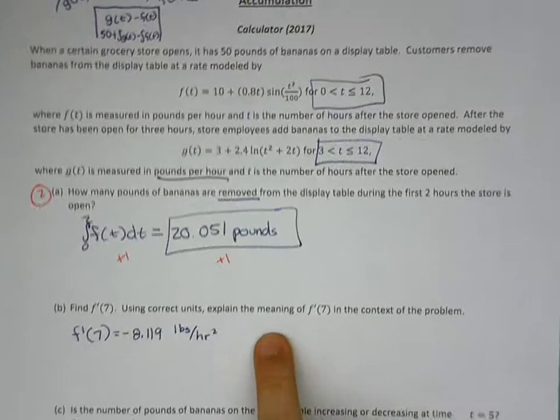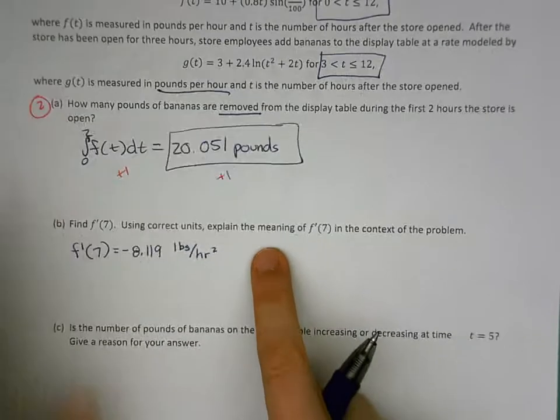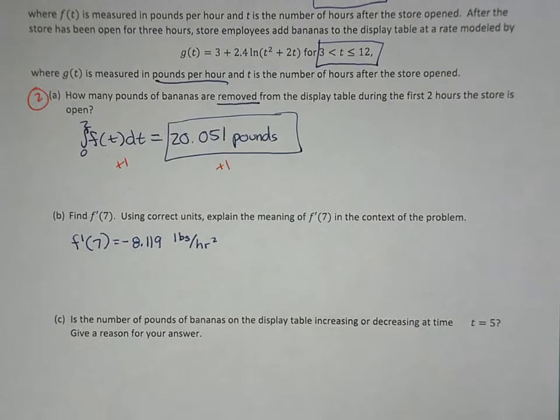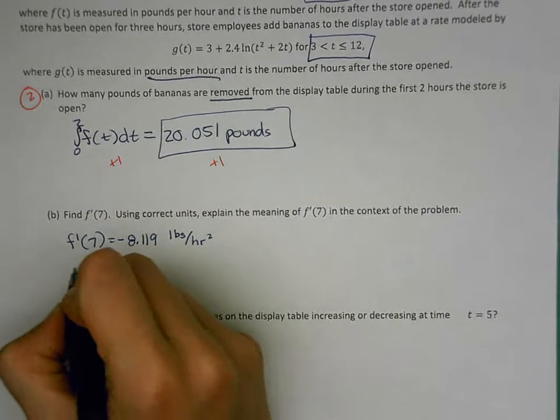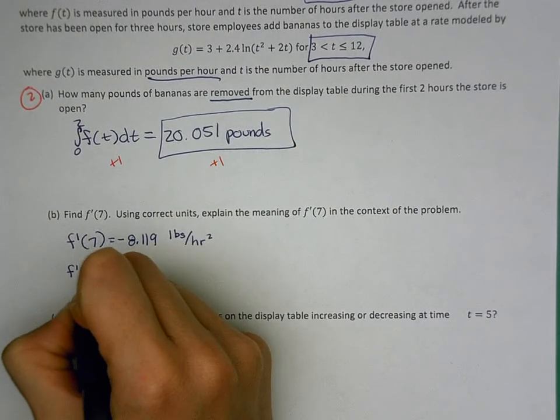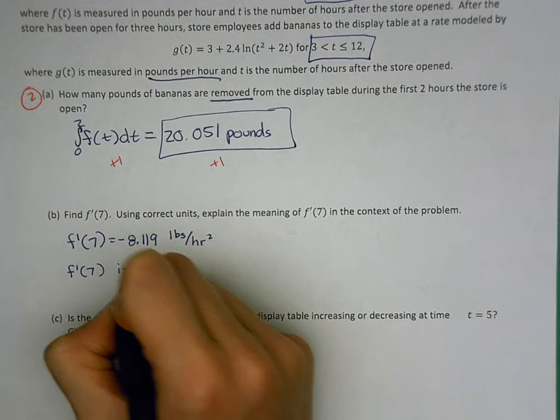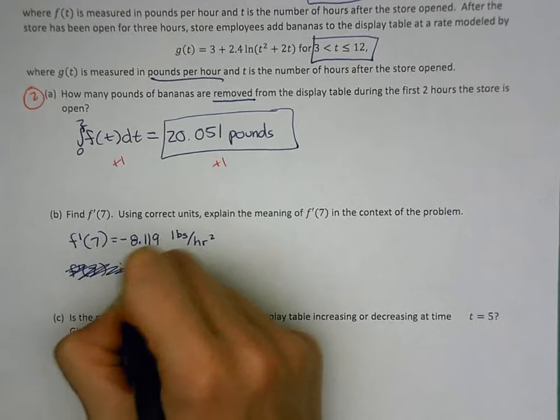And then explaining the meaning. Okay, well, it says derivative. What's the word for derivative, or a word for derivative? Rate. Okay, so f prime of 7. Actually, no, I'm going to say this.